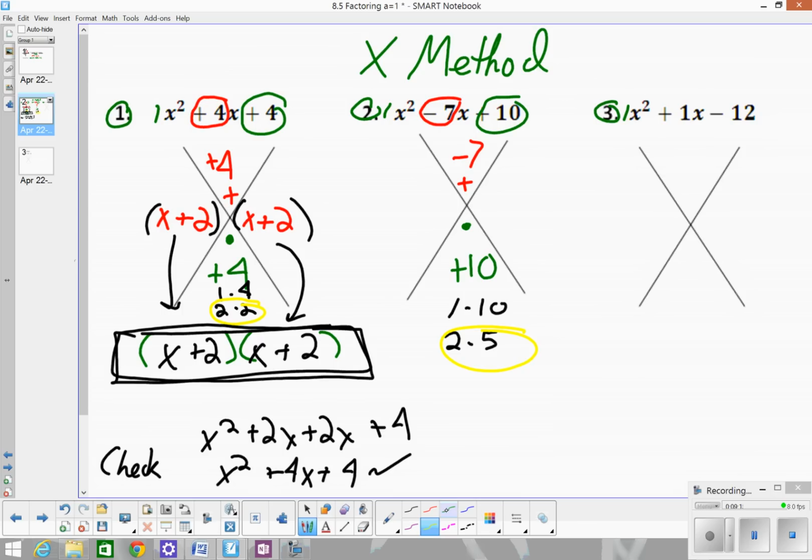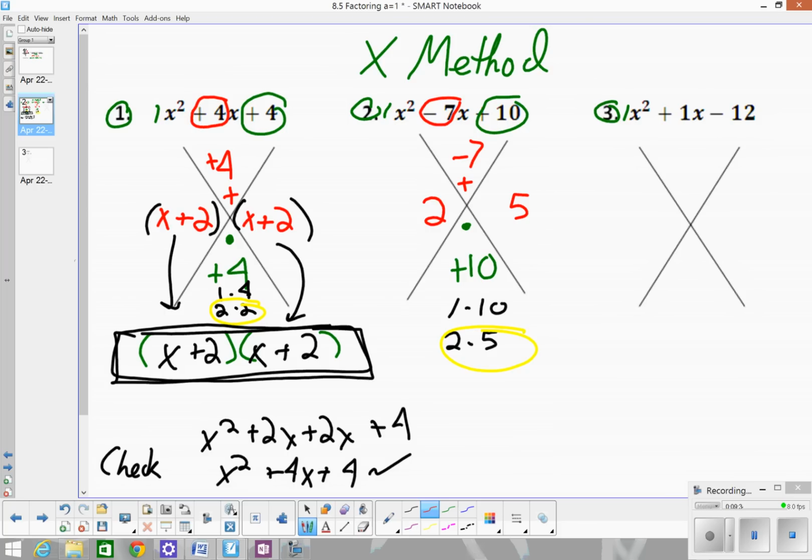So I'm going to take those, trying to stick with the same colors. I'm going to put a 2 here, put a 5 here. Now leave some room because I want to write something in front of there and I want to write something in front of there. Now, this is where it gets a little bit tricky.